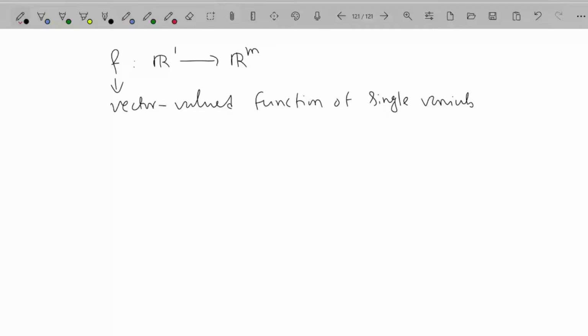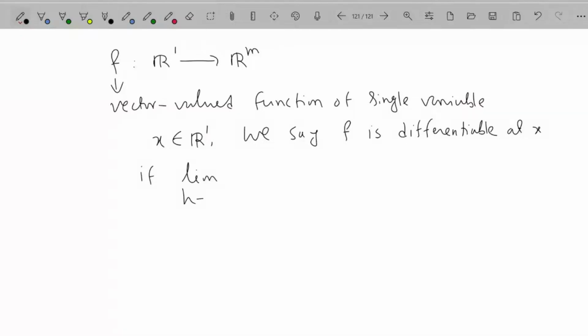How do we define differentiability in general? Again, let's say x belongs to R1, we say that f is differentiable at x if the limit as h tends to 0 of (f of x plus h minus f of x) by h exists. It's a 0 vector basically in this case. So this is the general way we define differentiability.